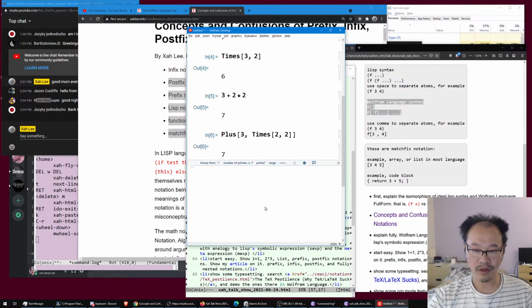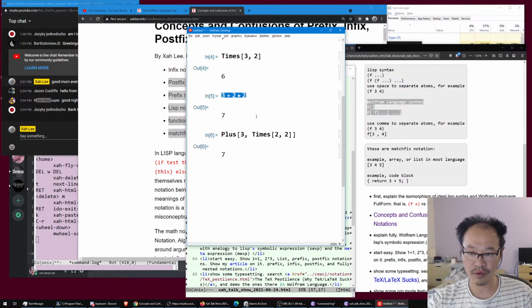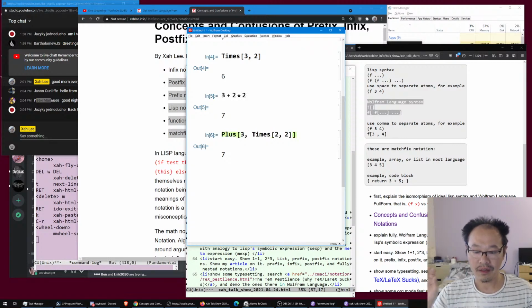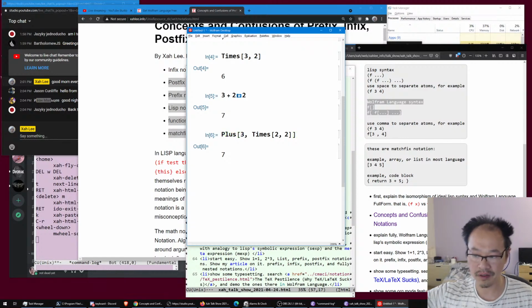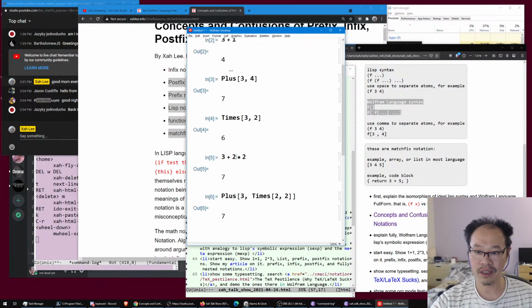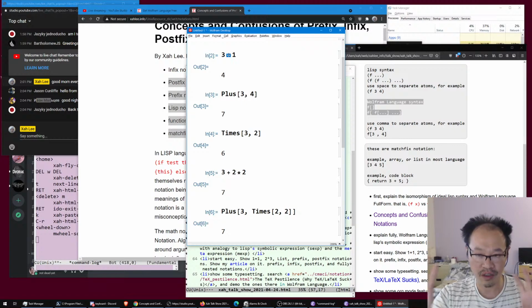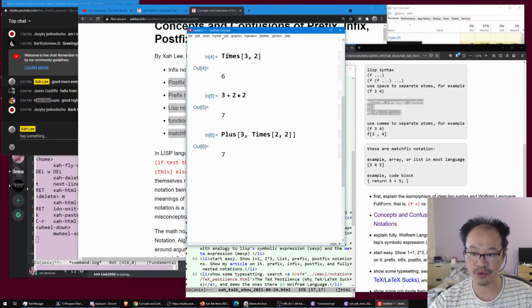Enter, 7. So let me make a point here. You see these two different syntaxes are equivalent. Now, let me emphasize this. They are syntactically equivalent 100%. In fact, whenever you evaluate some expression, the first thing the Mathematica kernel, the engine, does is transform all these infix or whatever shorthand syntax sugar to the full form. So you can see the full form here.